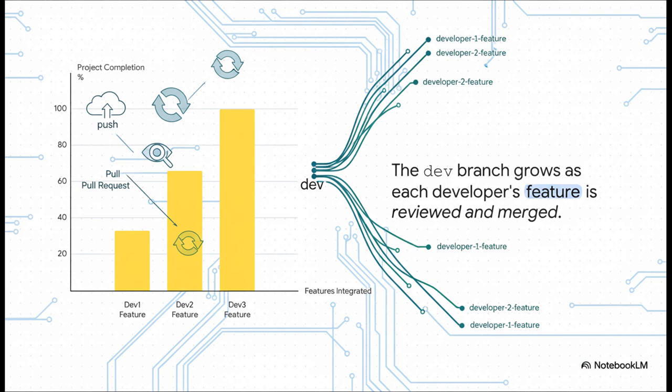So you just rinse and repeat. Dev 2 finishes their work, they push, they open a PR, it gets reviewed and merged. Then Dev 3 does the exact same thing. And after this cycle happens for all the features, our dev branch is now this beautiful, complete version of the application. It has all the new pieces integrated together, and it's finally ready for some serious testing.